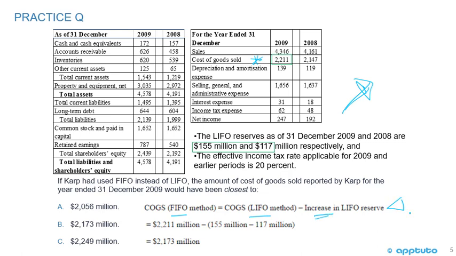I've told you that's the change. We've mentioned that before. So we're going to see that the cost of goods sold is going to be the 2,211 million straight off the income statement minus the change, the 155 minus the 117, so we get 2,173. The correct answer is B. Again, that question's not too difficult. We needed to use the notes to the financial statement to see the change in the reserve, and we needed the cost of goods sold.